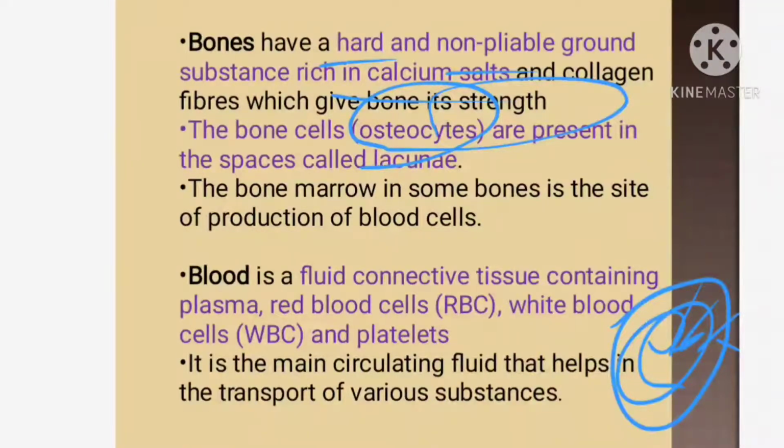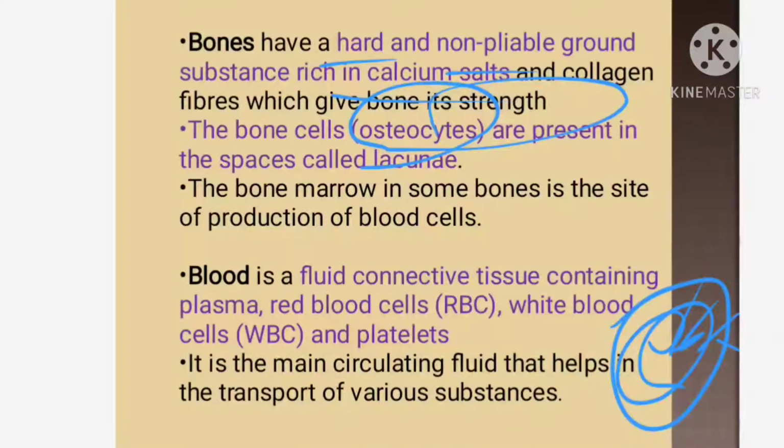So what is the difference between bones and cartilage? Bone is hard and not pliable, but cartilage is not that hard; it is pliable in nature. And where are calcium salts present? In the bone, but they are absent in cartilage. Cartilage is present in some of the regions which we have already discussed, like the nose, ears, and in between the vertebrae. But bone forms the main part of what? Our skeletal system, present in most of our parts. Okay, so these are the differences between the bones and the cartilage.